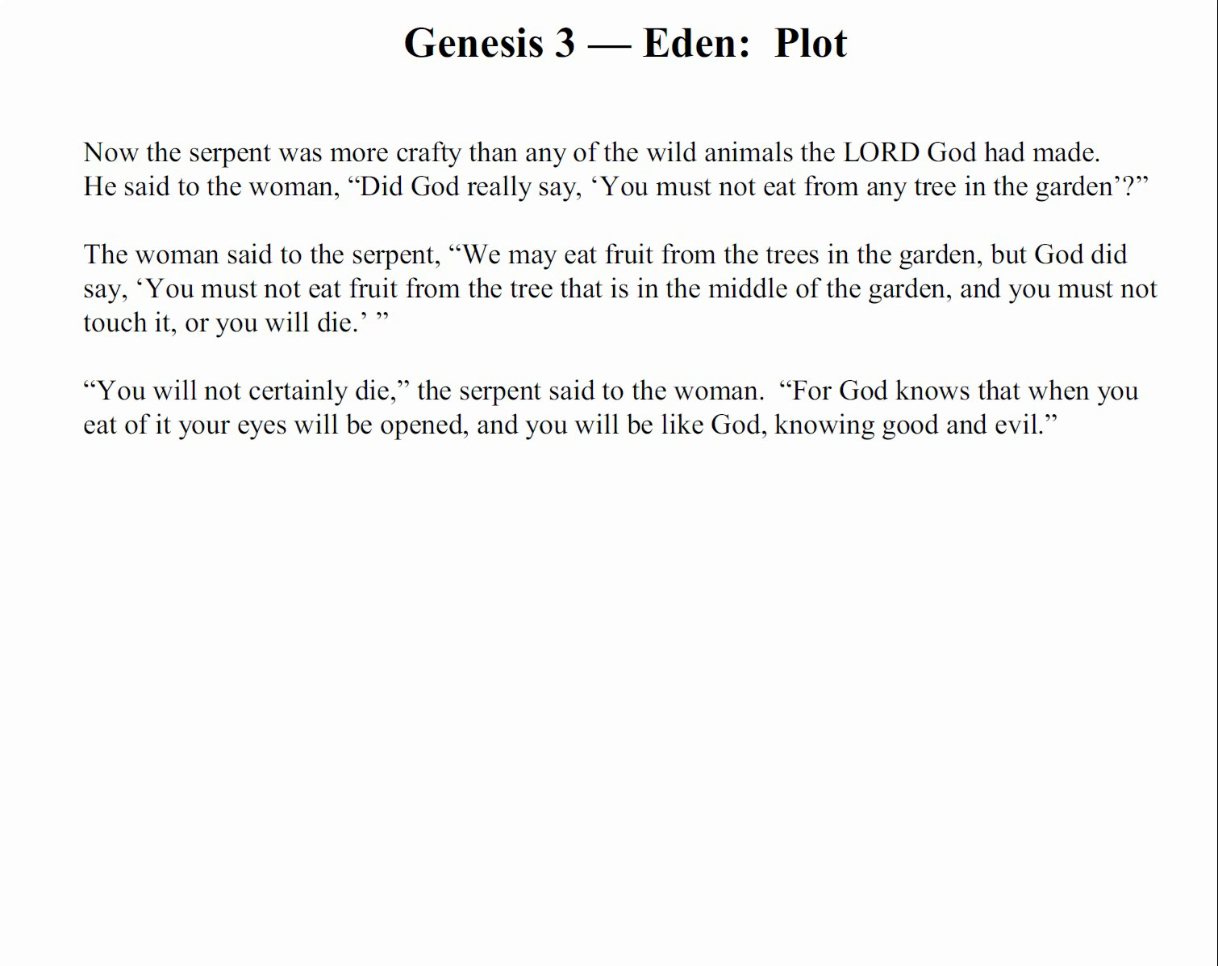"You will not certainly die," the serpent said to the woman. "For God knows that when you eat of it, your eyes will be opened, and you will be like God, knowing good and evil."